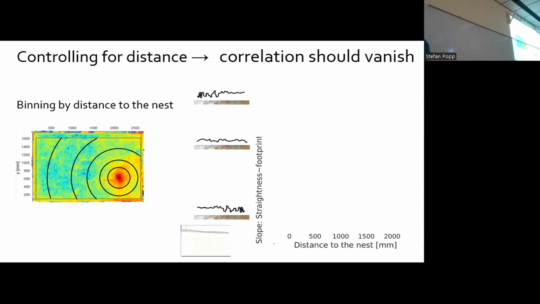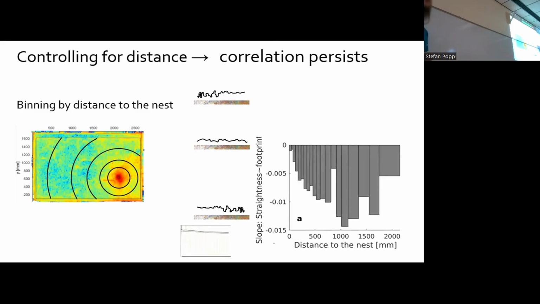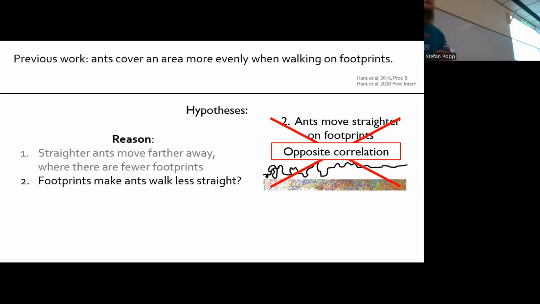If the value is 0, which is the medium line there, then there is no correlation, so the ants do not move any differently on higher versus lower footprints. If it is negative, as in the bottom one where you see the plot as well, then you see a negative slope, and on top is the positive slope that would be more in line with the initial hypothesis. What we see is all negative slopes. So again, this cannot explain how ants are covering the area more evenly. And it might still be that footprints actually make ants walk less straight, opposite to our expectation.